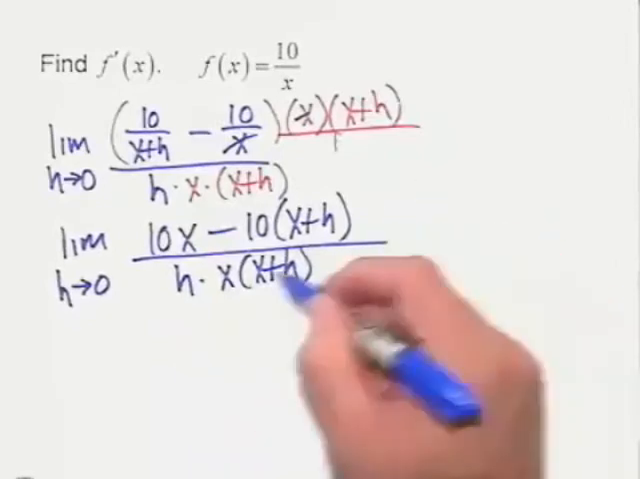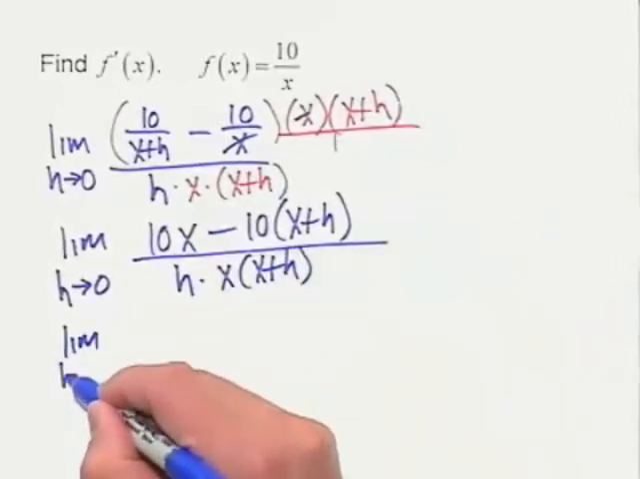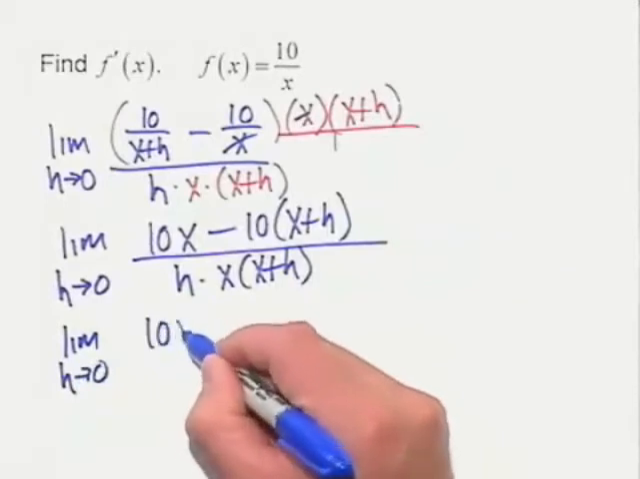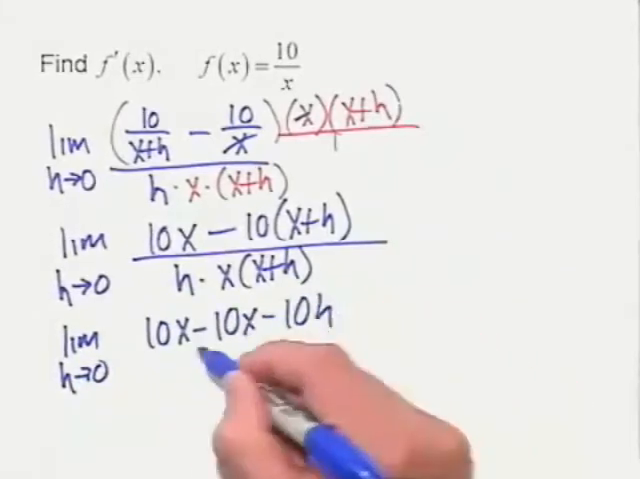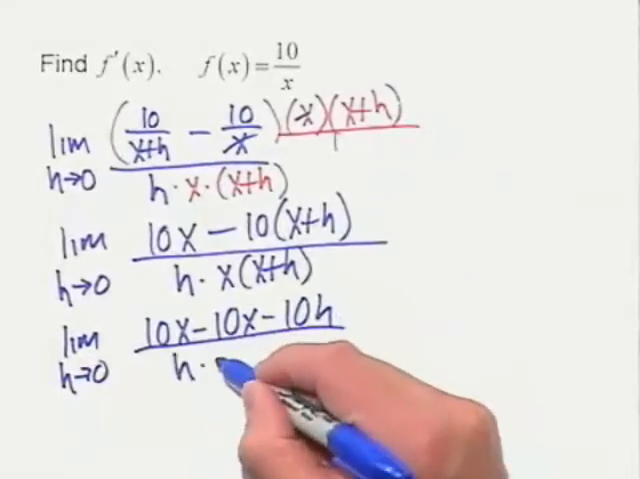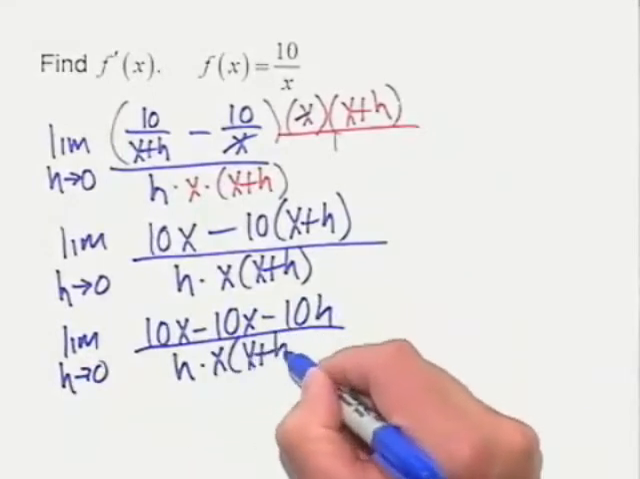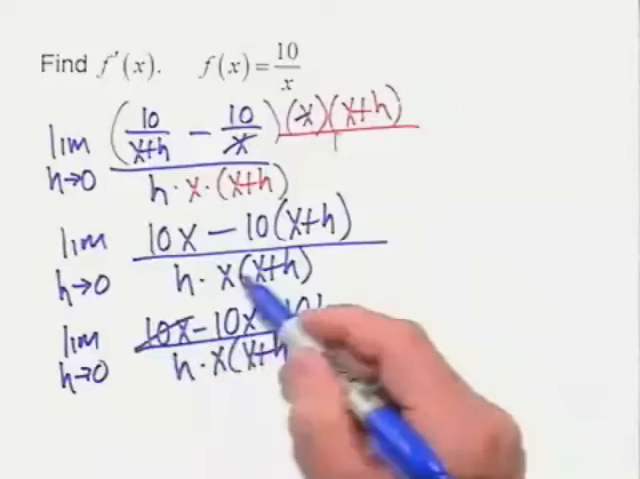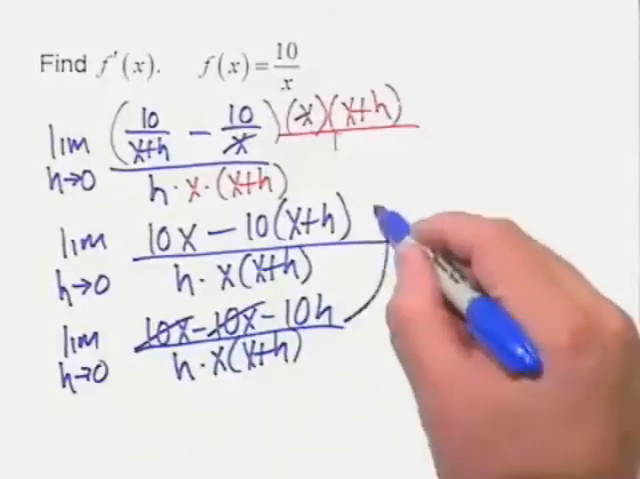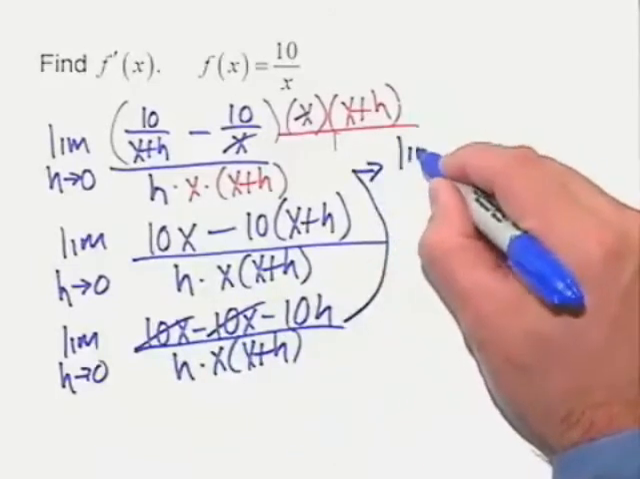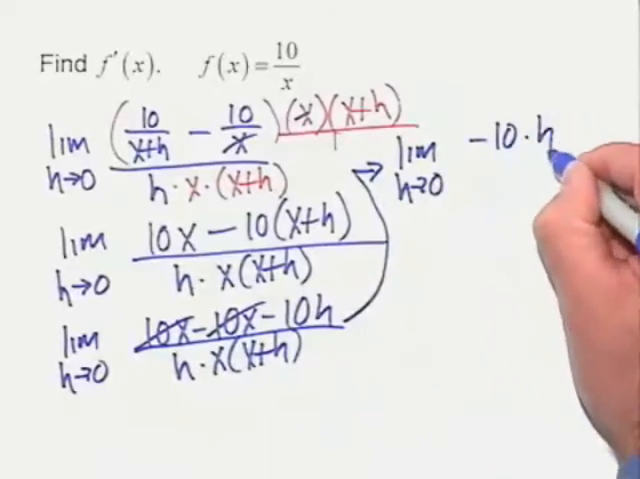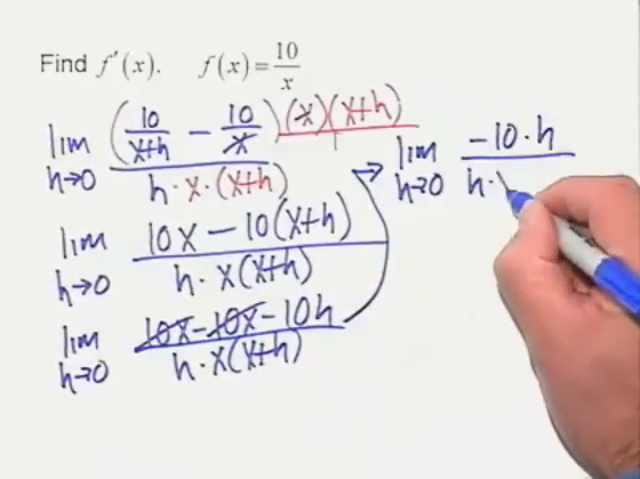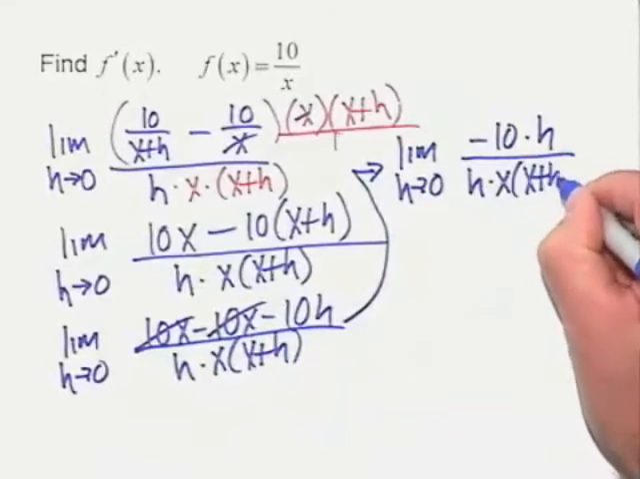Distributing in the top here, we obtain the following. Limit as h approaches 0 of 10x minus 10h all over h times x plus h. Conveniently here, the 10x's cancel out for us, so we can look at the following problem. The limit as h approaches 0 of negative 10 times h all over h times x plus h.